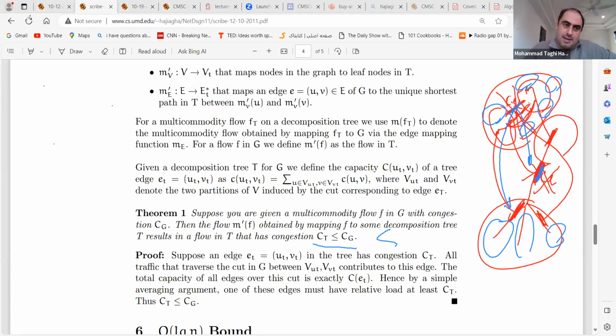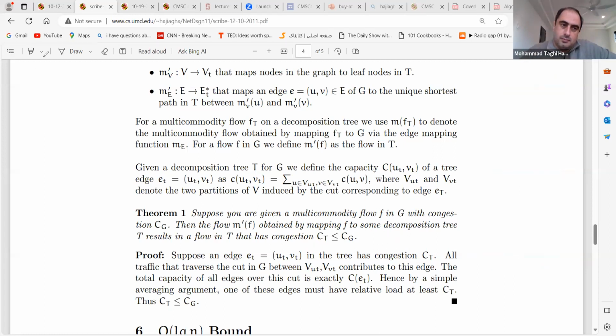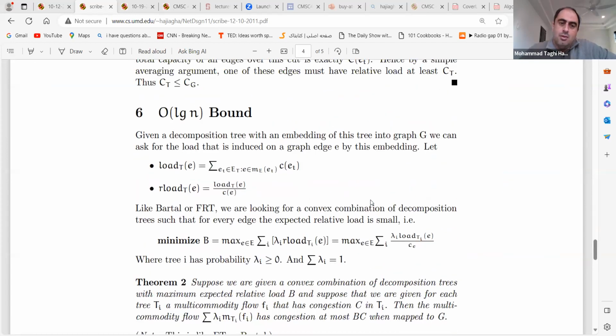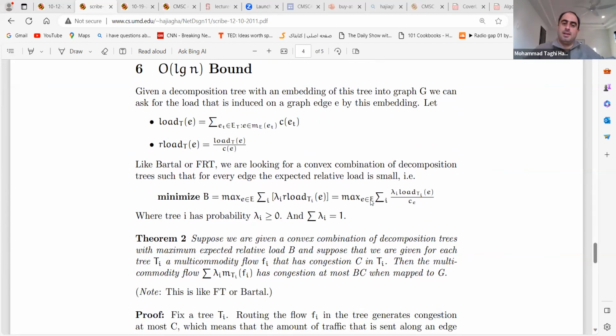Okay, so that's about these things. Everything about the probabilistic embedding into trees works here for the cut problem. We are going into more details about this one, but let me erase everything here for now. Good. So two things that we need to define here.